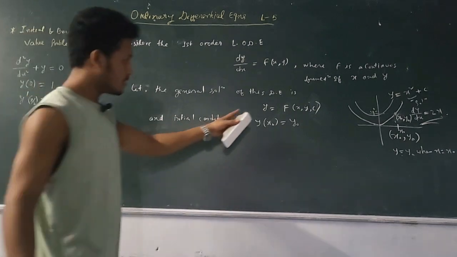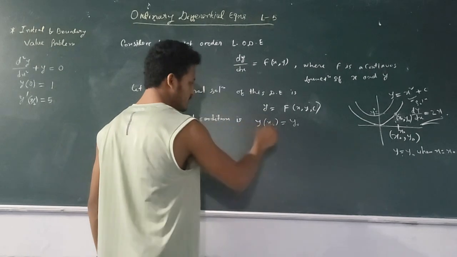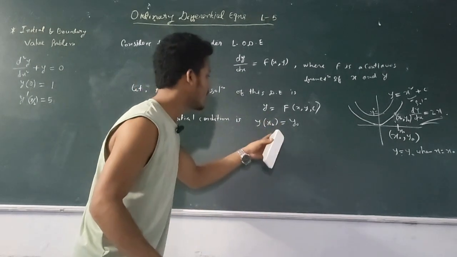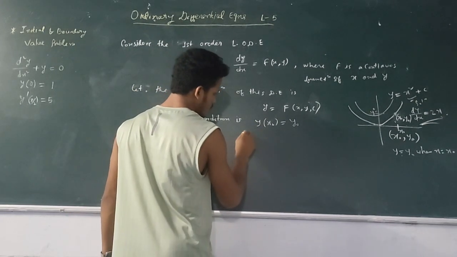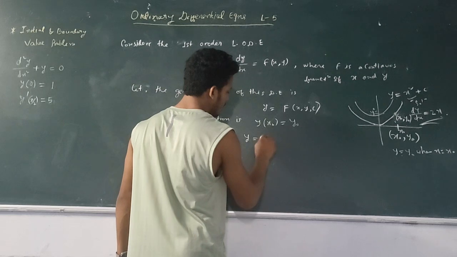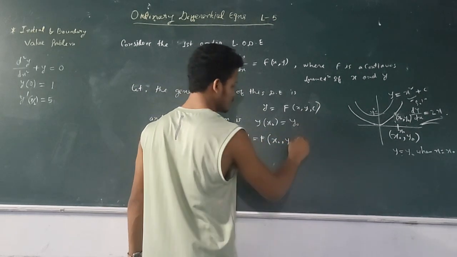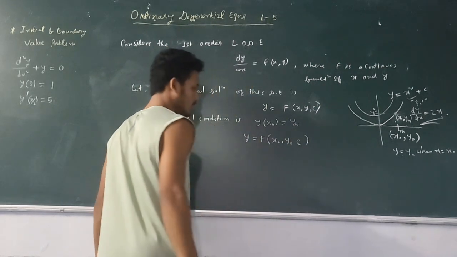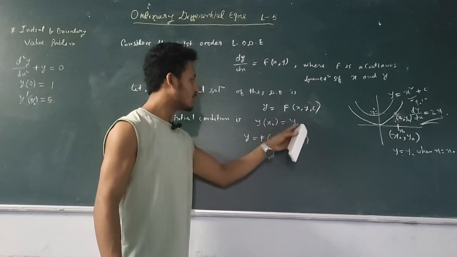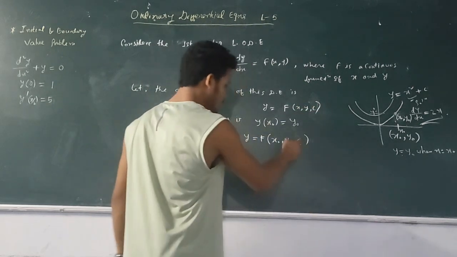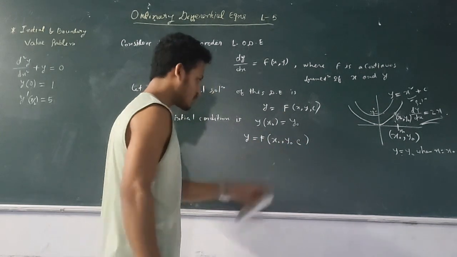Now come to this problem. So this is the solution and this is the initial condition. After applying this initial condition, we will get the particular solution. y is equal to f of x, y, c. After putting x is equal to x naught and y is equal to y naught in this relation, you will get the value of c from this relation. Let us suppose that you have obtained c is equal to c naught.